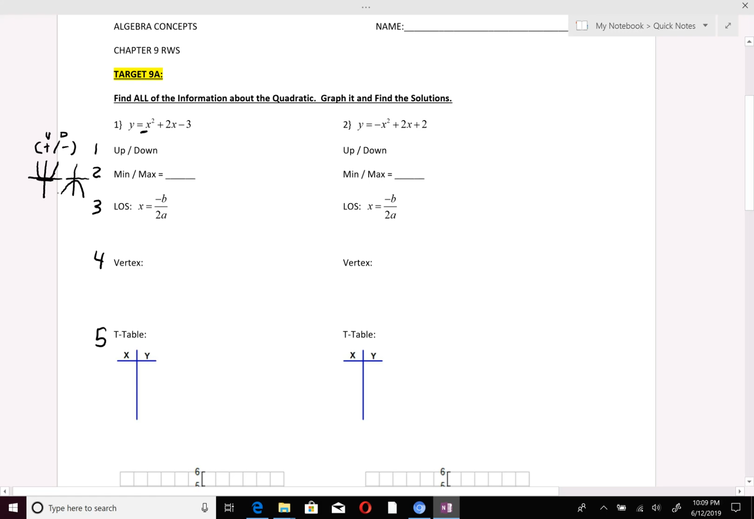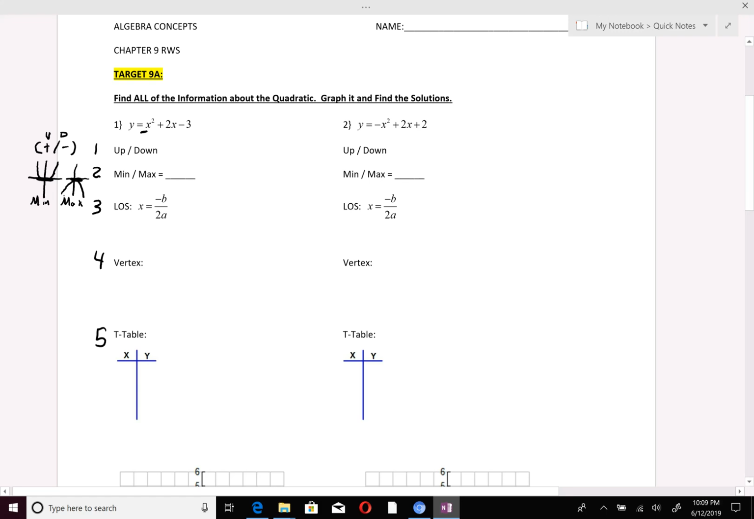As for the second one, since it's opening downwards, so the mouth is opening down, it'll only ever reach this top point before going back down. It's kind of like a roller coaster, so this is a maximum height. So min, and this one's max.